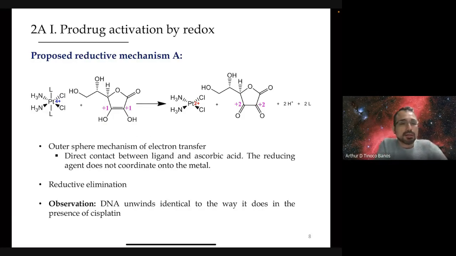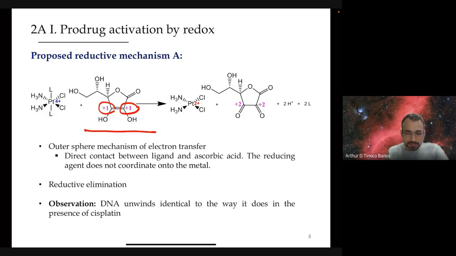So talking a bit about proposed reductive mechanisms for these platinum-4 compounds. This is just a general perspective of how this might happen. Here we have the structure of ascorbic acid. We're focusing on the oxidation state of these 2 carbons here, which are +1. If you think back to your biochemistry knowledge about determining the oxidation state of carbon, and actually we reviewed this more recently, just remember that information from before.